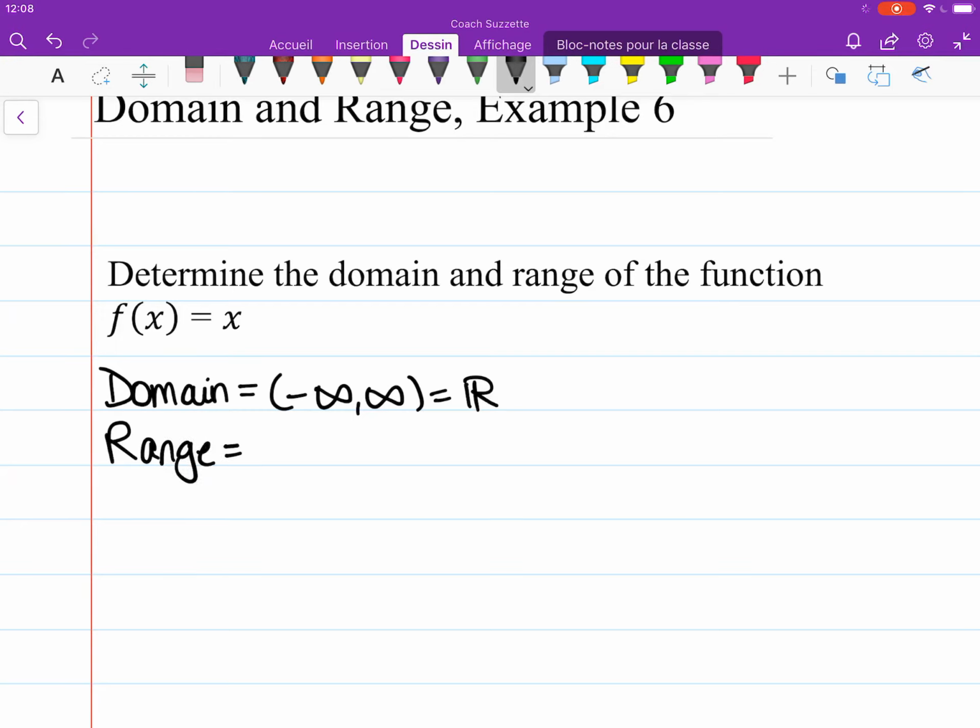Well, we'd want to ask ourselves, is it possible that we could get any real number as an output? Well, if f of x is equal to x, that means that both x and y are equivalent, right? Because we know that f of x means the same thing as y. And if these are the same, then that means that the domain and the range are the same. So we have that the range is also all real numbers, negative infinity to positive infinity, or we can say double bar R. And we're done.